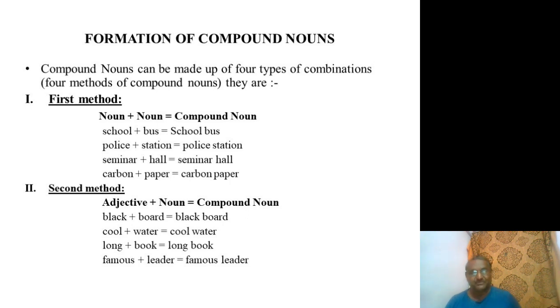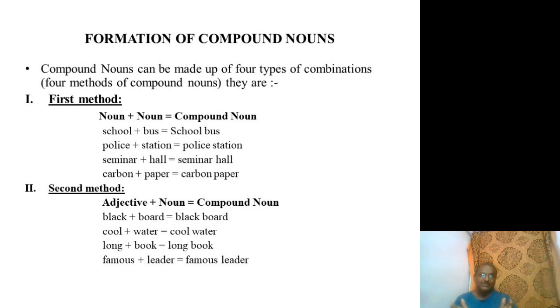The second method that I would like to tell you: a compound noun may be prepared with the help of an adjective and a noun. Adjective plus noun. Just like black: the word black is an adjective, board is a noun. Black plus board. So adjective plus noun becomes compound noun. Black plus board becomes blackboard, a compound noun. Cool plus water is cool water. Cool is an adjective, water is a noun, and it becomes a compound noun when you combine the two words.